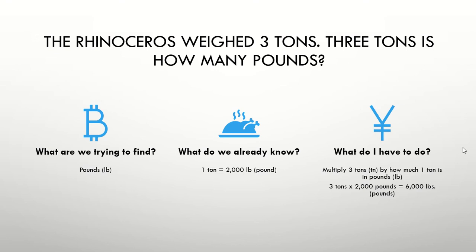So what do I have to do? Multiply the amount of tons the rhinoceros weighs, which is 3, by how much 1 ton equals. That means I'm going to take the 3 tons of the rhinoceros times the 2,000 pounds, which equals 1 ton, but I have 3, so 3 times 2,000 pounds equals 6,000 pounds. That means this rhinoceros weighs 6,000 pounds. Okay.